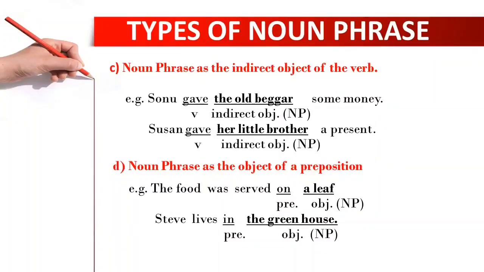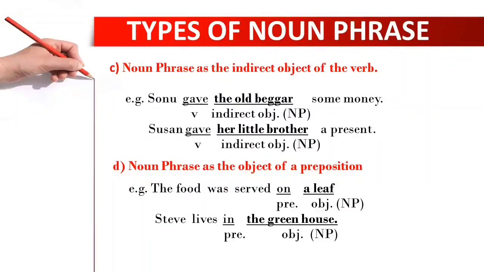Next, Susan gave her little brother a present. Whom did Susan give a present? The answer is her little brother. Here, her little brother is noun phrase and it acts as the indirect object of the verb gave.